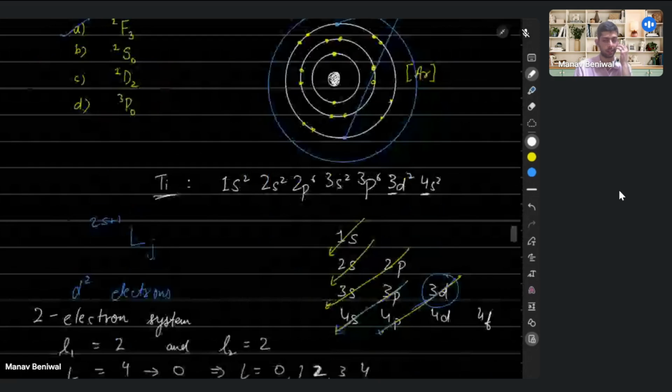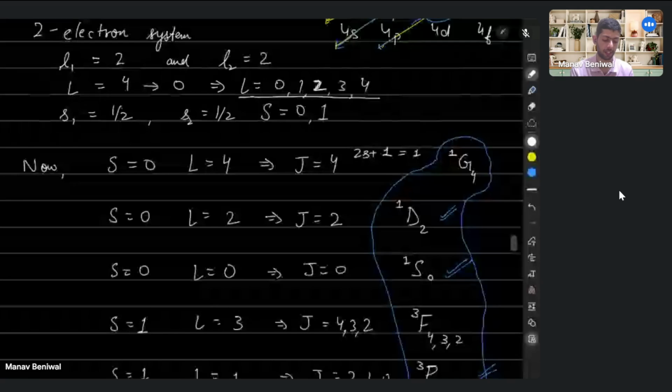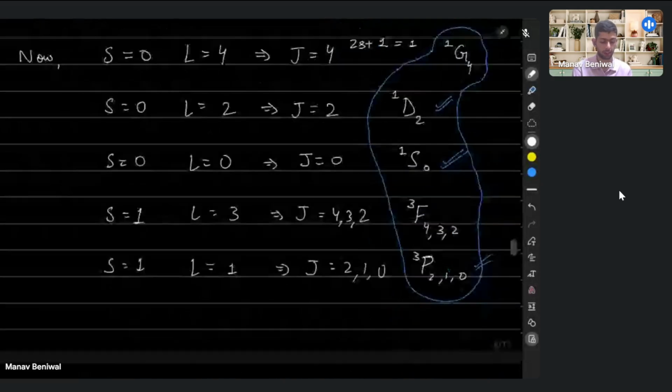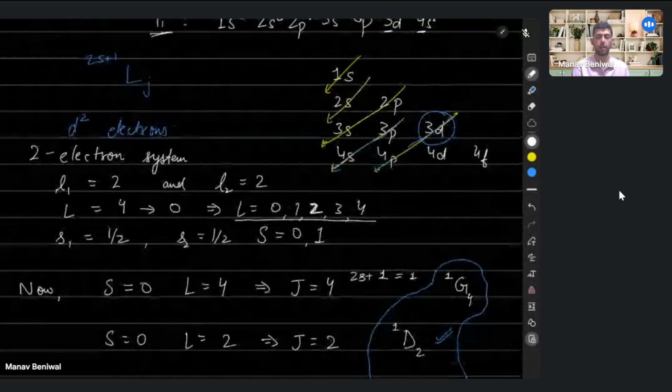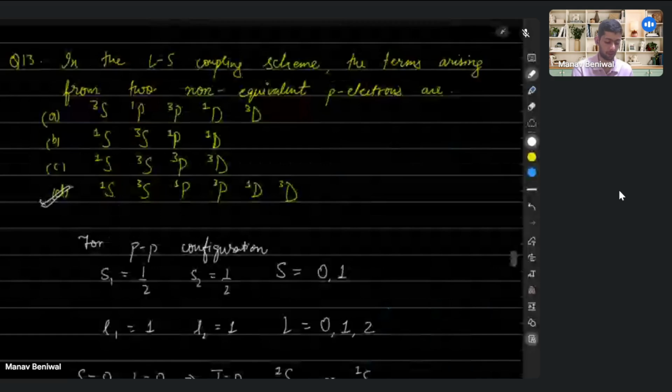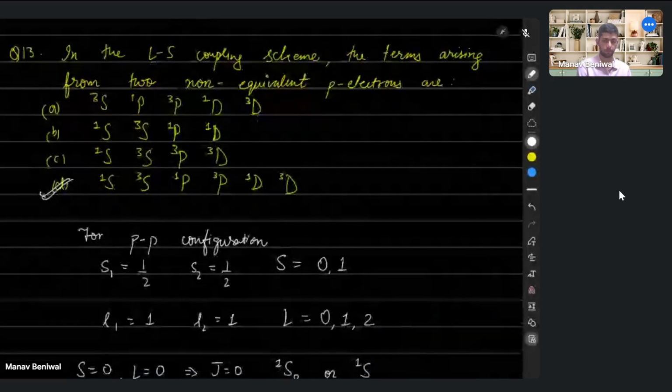To use the LS scheme, it is very simple. For both the electrons, write down the values of L1, L2 and S1, S2. Find out the total value of L and S, and then take all the cases: when S is 0 and L has all these values, when S is 1 and L has all these values, and you can get the total spectroscopic terms. Here, this was a dd system, so you had two d electrons. In the next problem, we had two p electrons, for the pp configuration.